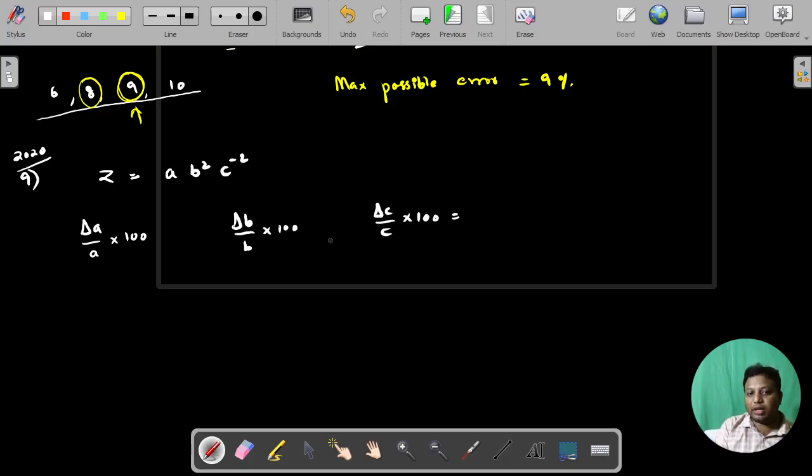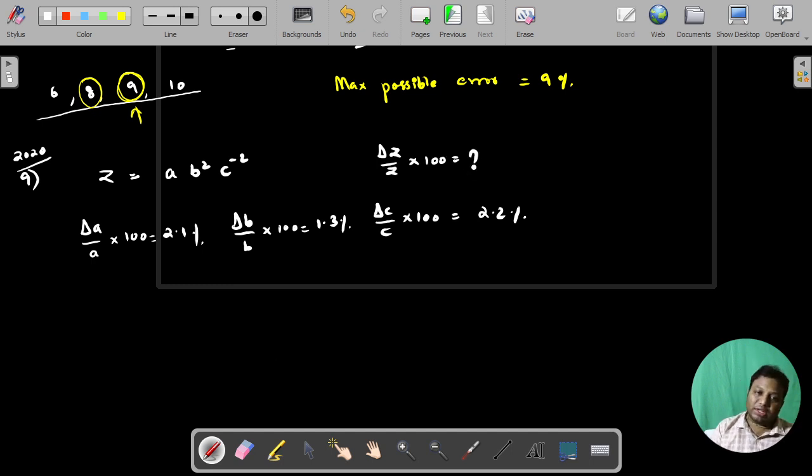All these values are given in the problem: 2.1, 1.3, 2.2%. The percentage of error in the measurement of Z would be how much? We have to calculate the percentage error in the measurement of the quantity Z.